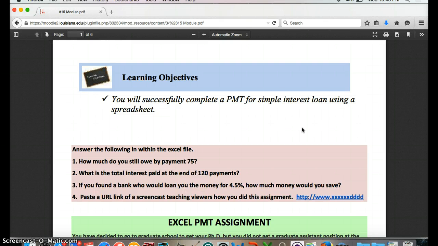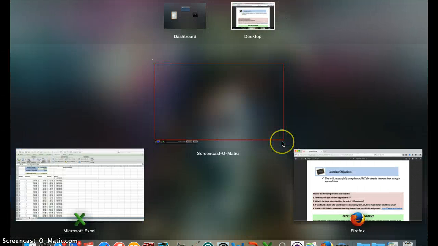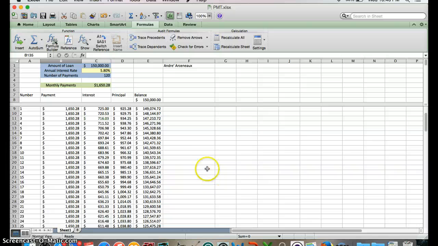Alright, so I'm going to show you how to make or complete a PMT for a simple interest loan using a spreadsheet. Alright, so you go to Excel over here, and basically you put the amount of the loan right here, the percentage of the annual interest rate, and the number of payments right here. And then the monthly payment is the PMT formula, which in my case was C2 divided by 12 and C3, and then negative C1.